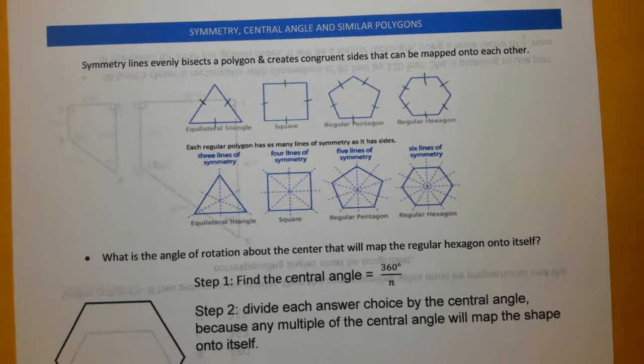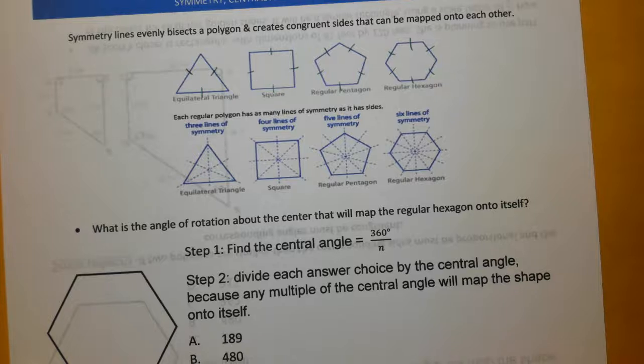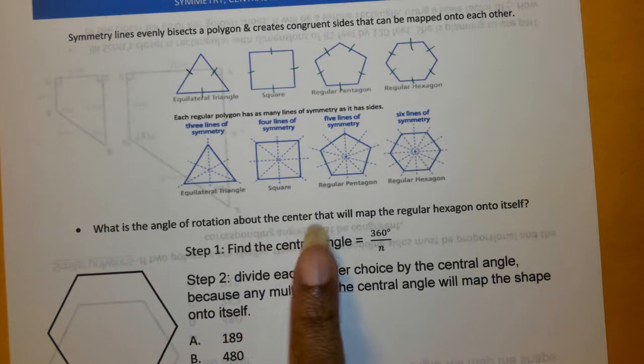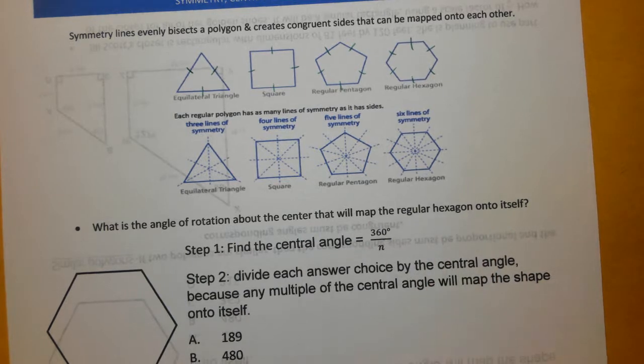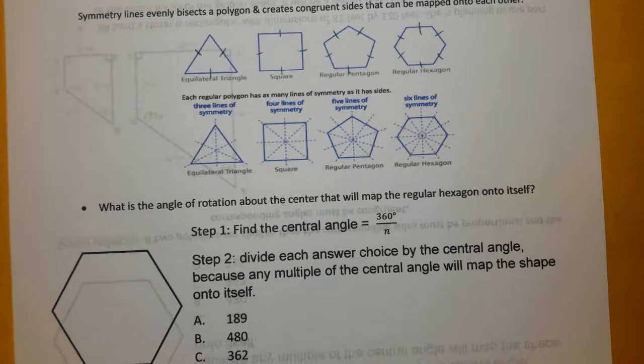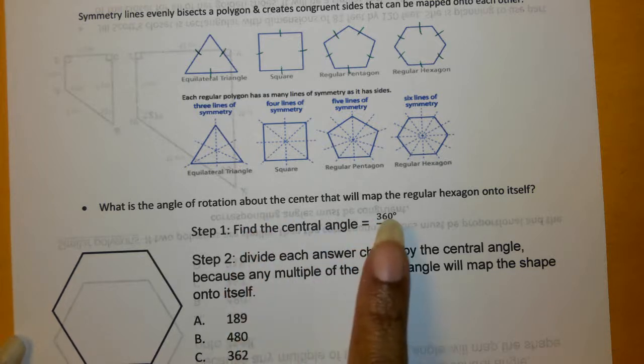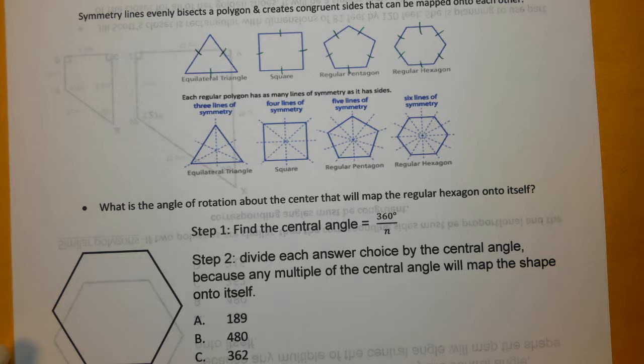Sometimes we're going to be asked, what is the angle of rotation about the center that will map a regular hexagon onto itself? So again, we get lucky in this case. When we turn it, because they're talking about rotation, we know rotation is a turn. When we turn this, we want it to land right back on top of itself. The way we're going to do this is first by finding the central angle. That's very easy to do. The central angle is simply going to be 360 divided by the number of sides.